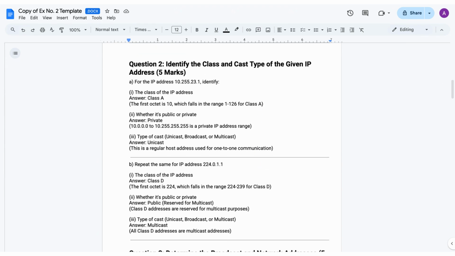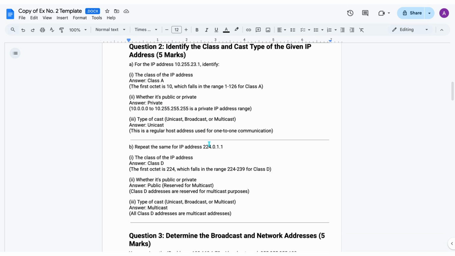Let's move on to question 2, which is identifying the class and cast types of given IP addresses. We identify the IP address characteristics first. The address 10.255.23.1 is class A because its first octet is 10, which falls in the 1 to 126 range. So we call it class A, and it's a private address and uses unicast communication. The address 224.0.1.1 is class D, which is used for multicast purposes.